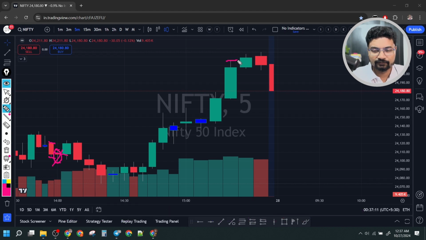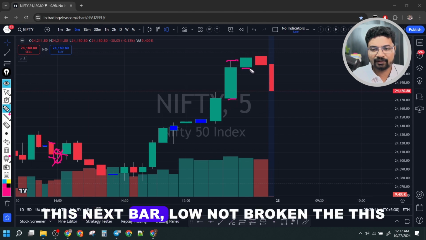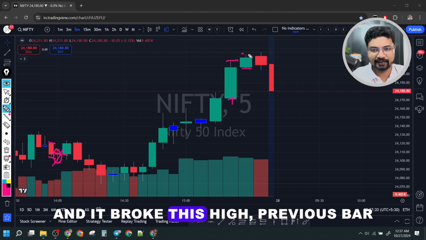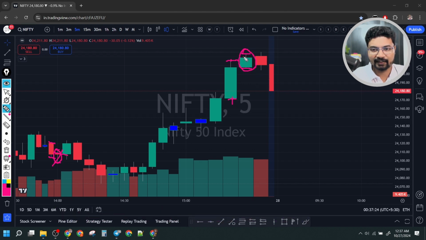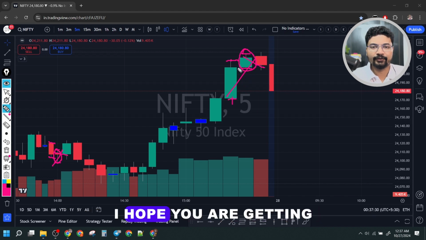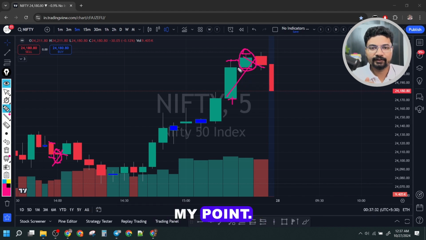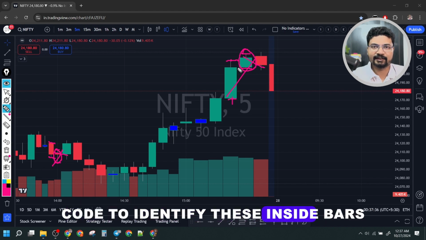Here also, this is the high of the previous bar and the low of the previous bar. The next bar's low has not broken this low, but it broke the previous bar's high. So we won't consider this candle as an inside bar, and it does not fit our criteria. I hope you are getting my point. Anyway, you can use this PineScript code to identify these inside bars.